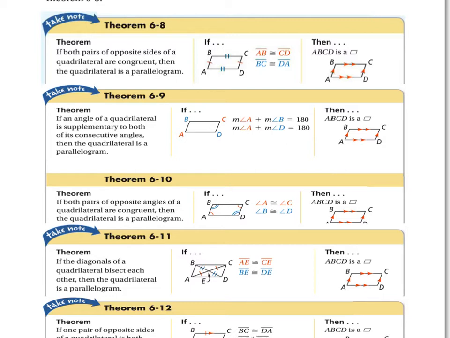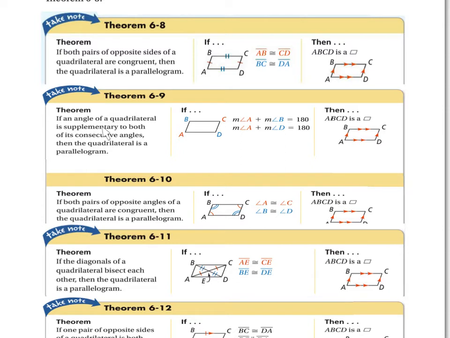The first thing we look at is if both pairs of opposite sides of a quadrilateral are congruent, then it's a parallelogram. But it can't just be one pair, it's got to be both pairs. Both pairs of opposite sides have to be congruent to each other in order for it to be a parallelogram. That's one thing that we can look at.